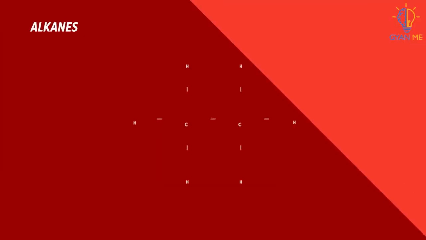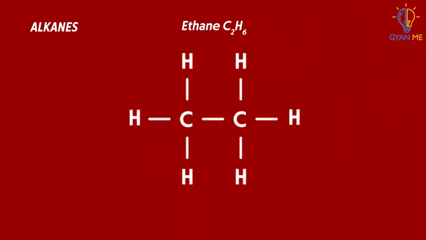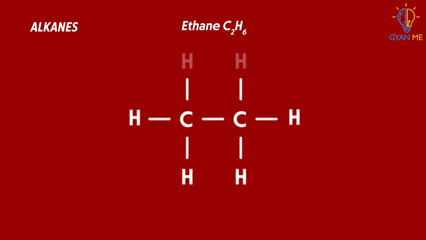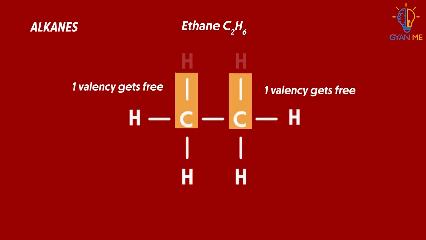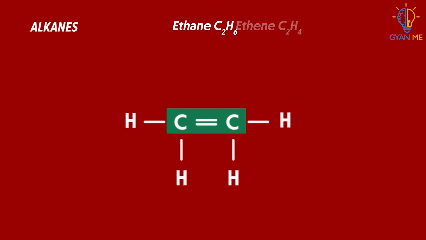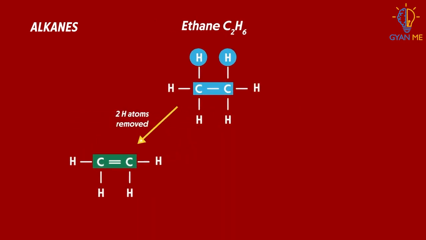Let us understand this. Say here we have an alkane compound, ethane. It has the maximum number of H atoms, that is 6. Now from here, if we remove 2 H atoms like this, observe that one valency of each carbon gets free. Thus, they form another covalent bond between them and a double bond results. So, 2 hydrogen atoms have reduced from ethane in ethene.